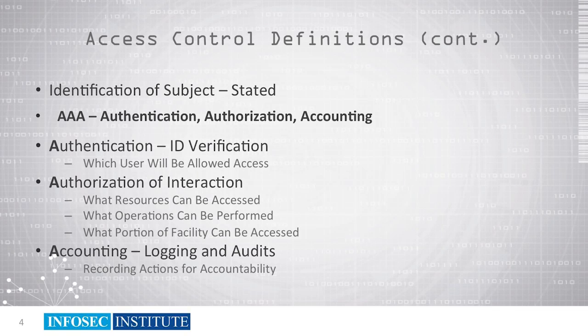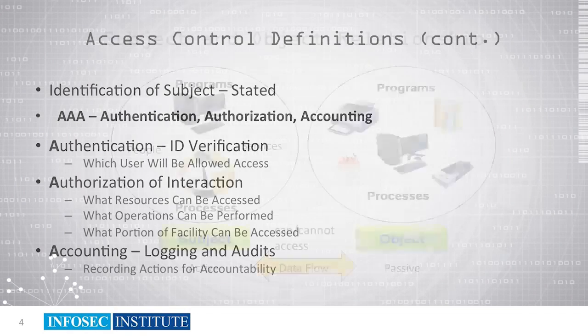Our final step is the accounting step. Here we are concerned with recording the actions of the user for accountability. If there is an incident later with a specific file, we can then review the logs to determine who accessed the file. If we have an incident in our facility, we can review the logs of those who entered through the front door to determine who was in the building at the time the incident occurred.